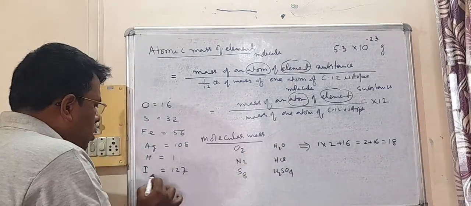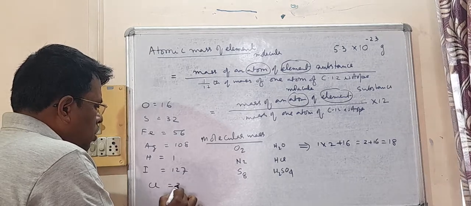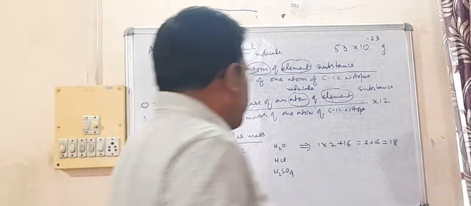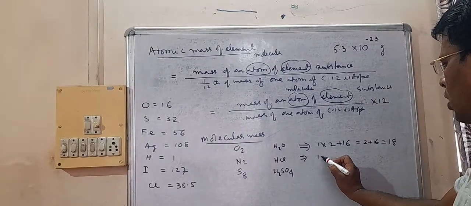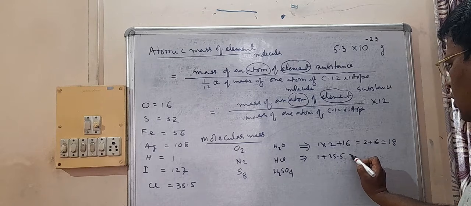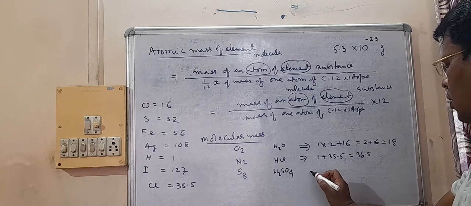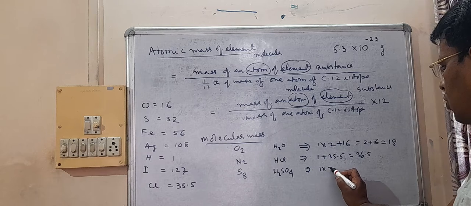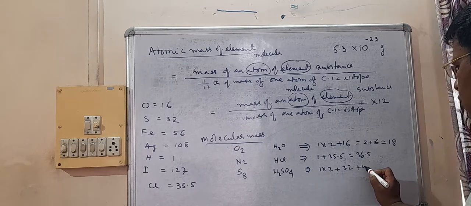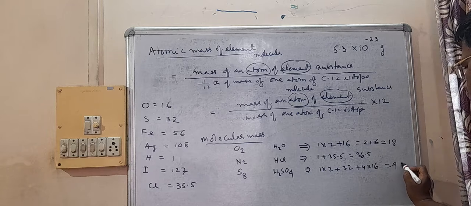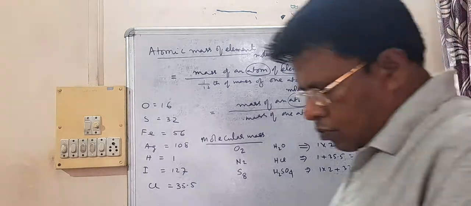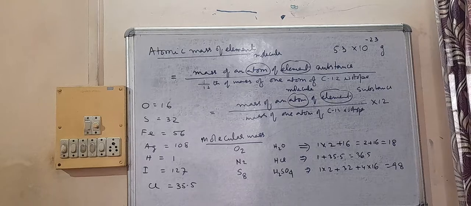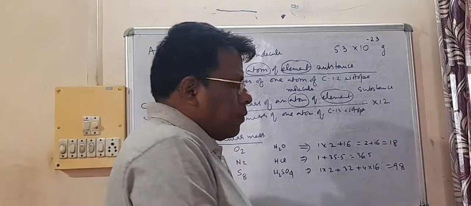Now the molecular mass of HCl: chlorine has atomic mass 35.5. So the molecular mass of HCl will be 1 plus 35.5, that is 36.5. Of sulfuric acid, it will be 1 into 2 plus 32 plus 4 into 16. That is 98. So you may get some examples of molecules where you will be asked to calculate the molecular mass.